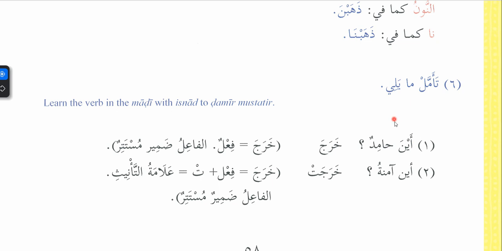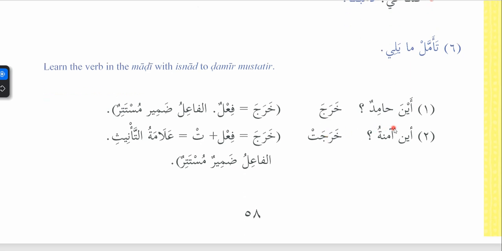Now tamrin ma'ali. So let's see the verb in this damir mustatir. Aina hamidun. Aina hamidun. Where is hamid? Kharaja. Kharaja means he left. So from where are you getting the he pronoun inside this? When you translate kharaja, you will say in English as he left. So the fail is damir mustatir. Aina aminatu kharajat. So as I told you, this ta tanis is only a sign of femininity, not a damir. So the fail is damir mustatir, and ta tanis is alama. Alama means the sign of femininity.